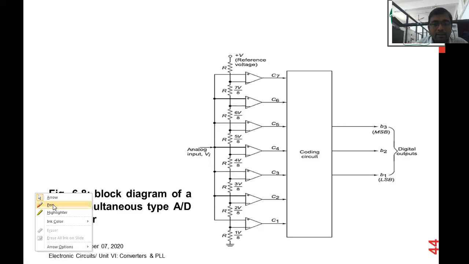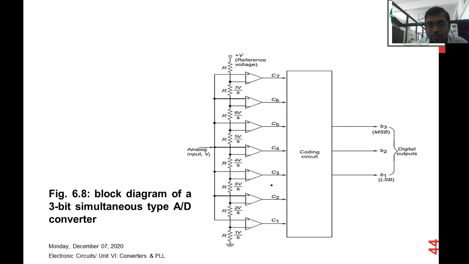You can see that the output of these 7 comparators is passed through a coding circuit, because it is very difficult to represent this with a gate based structure. You can use gates, but it would make the circuit complex. So we use a coding circuit. Generally we use a priority encoder, and then finally we get a 3-bit digital output. I hope all of you have noted down this diagram.